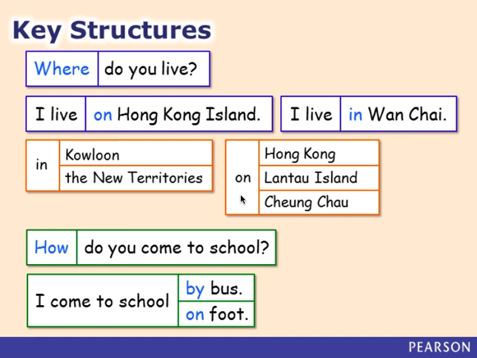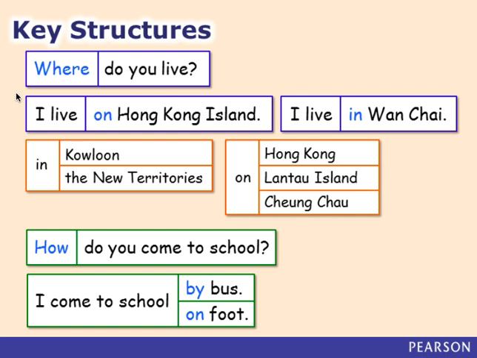So here are the key structures we learned in this chapter. So the first one, where do you live? I live on Hong Kong Island. Or you can say I live in Wan Chai. For Kowloon and the New Territories, you should use in. For islands like Hong Kong Island, Lantau Island, Cheung Chau, you should use on.